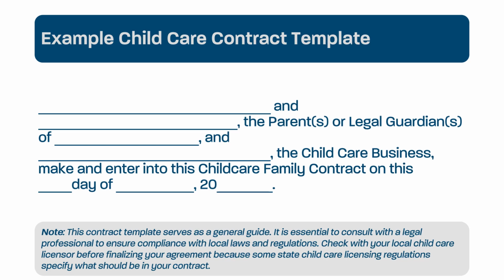Family member's name and family member's name, the parent or legal guardian of child's name, and the name of your business, the child care business, make and enter into this child care contract on this date, the date of signing the contract. Please note that this contract template serves as a general guide. It is essential to consult with a legal professional to ensure compliance with local laws and regulations. Check with your local child care licensor before finalizing your agreement, because some state child care licensing regulations specify what should be in your contract.